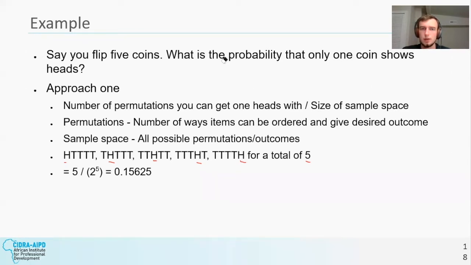So we can go ahead and compute that: the number of permutations that give us our desired outcome, which is 5, divided by the number of possible outcomes, the size of our sample space. Number of possible permutations, whatever wording you want. Size of sample space is probably the most generalized, and that's going to give you some number.